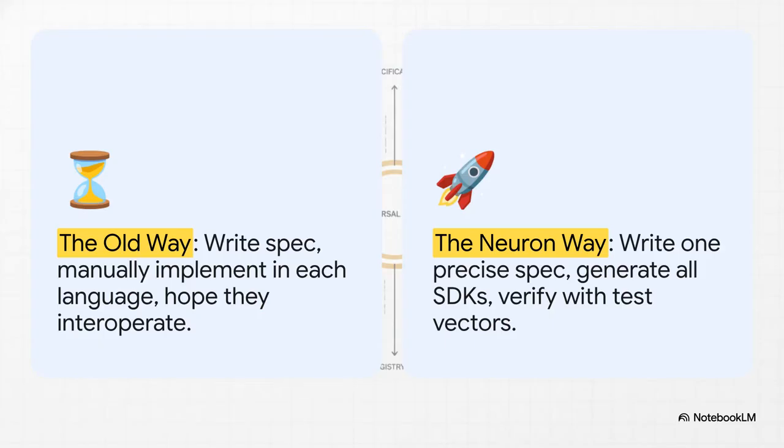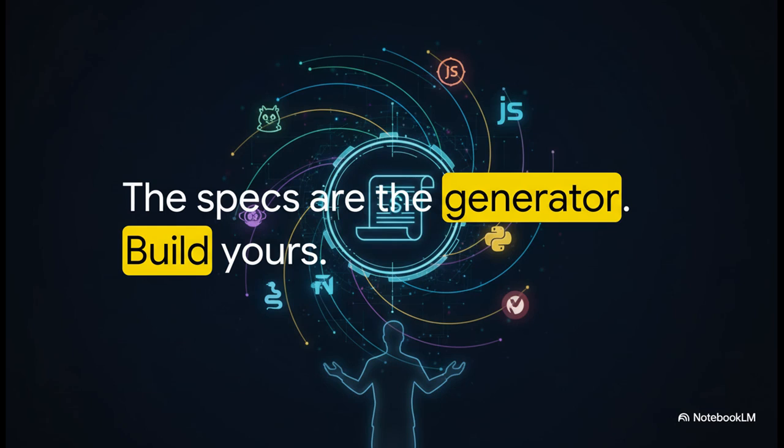The old way, you write a spec, then you manually implement it in every single language, and then you just cross your fingers and hope they all work together. It's slow, it's expensive, it's a nightmare. The Neuron way, you invest all that energy up front into one super precise spec, and from that you can generate and verify as many SDKs as you want automatically. It's a system that actually scales. And that is the big takeaway here. The specifications themselves become the generator.